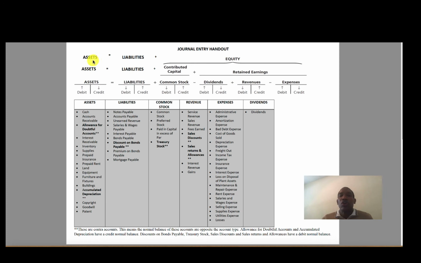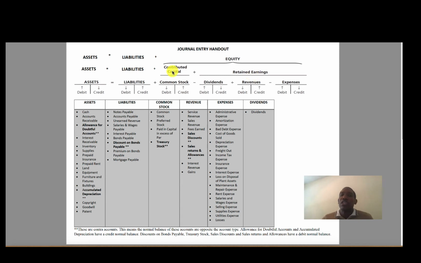Here we're going to start off with the simple accounting equation. Assets is equal to liabilities plus equity. This is the simple equation that we all know, right? So here we have assets, we have equal liabilities plus equity, okay? So that's the first one. But then we're going to take equity and break equity down into 2 components. One is contributed capital and the other one is retained earnings.